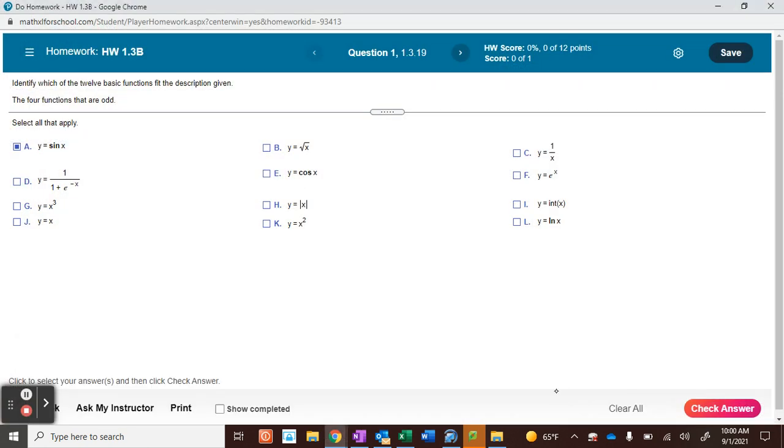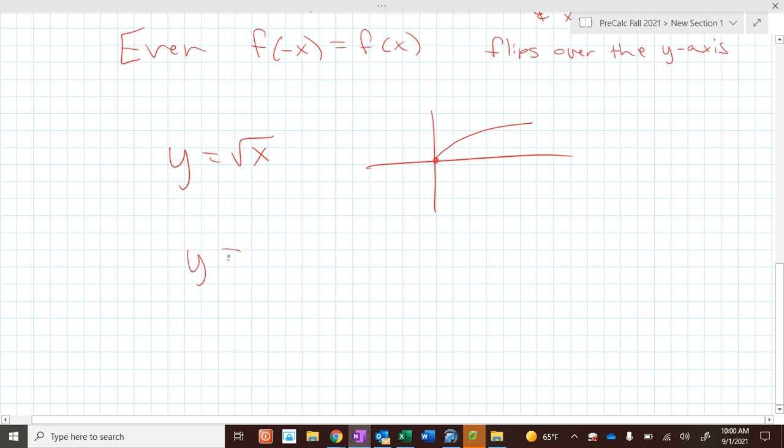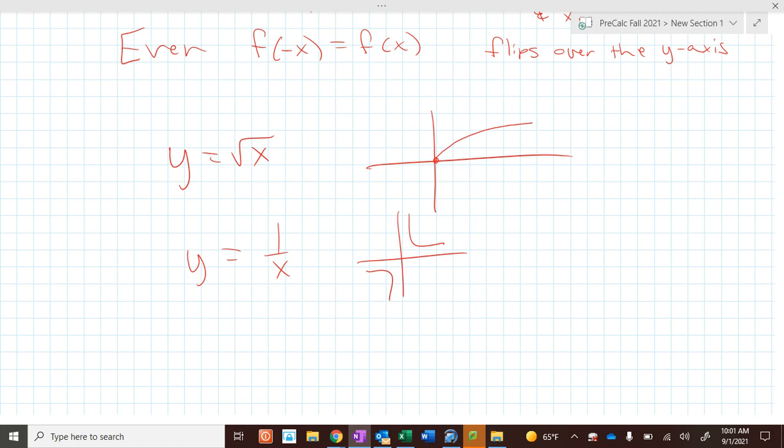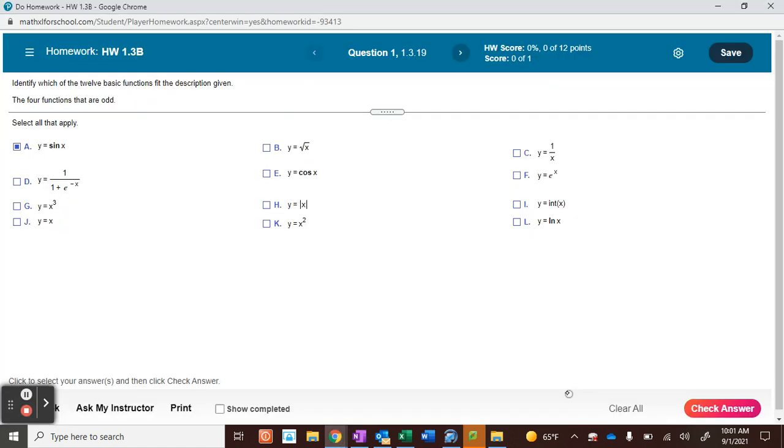1 over x. Okay? What does y equal 1 over x look like? Well, that looks like this and like this. Would that be even or odd, Shanty? Because an odd function, you flip and you flip. Hey, isn't that a flip and a flip? Yeah, I think it's a flip and a flip, Shanty. So I think 1 over x is an odd function.